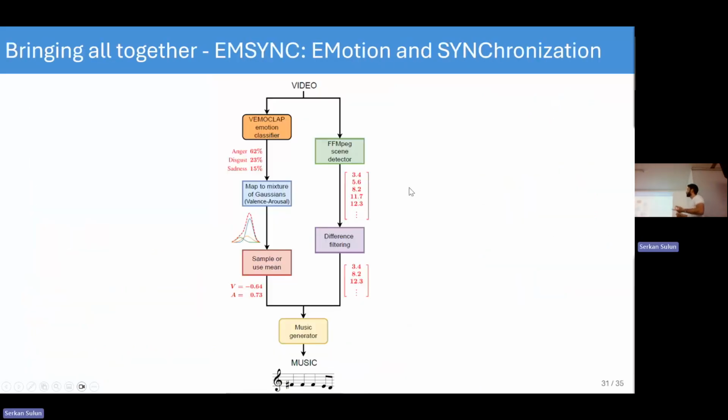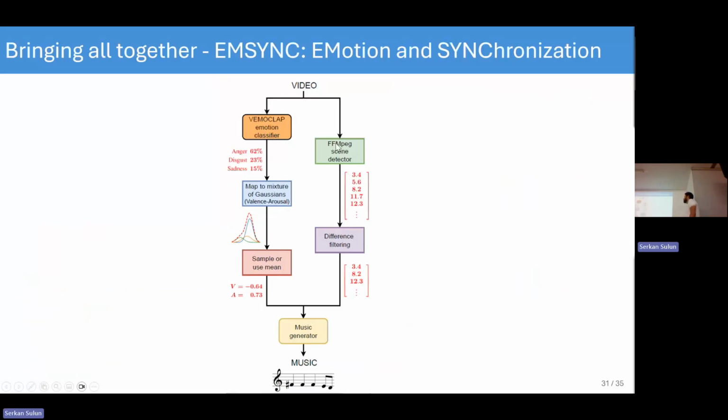So now we can bring it all together. The model uses emotion and synchronization, so I called it MSync. It's a reference to a 90s band, if you're old enough. And so you have 2 branches. The one is emotion. We have the emotion classifier, which outputs discrete emotions. These discrete emotions are mapped to a mixture of Gaussians, and then we can sample from it or use the mean. So this is one branch.